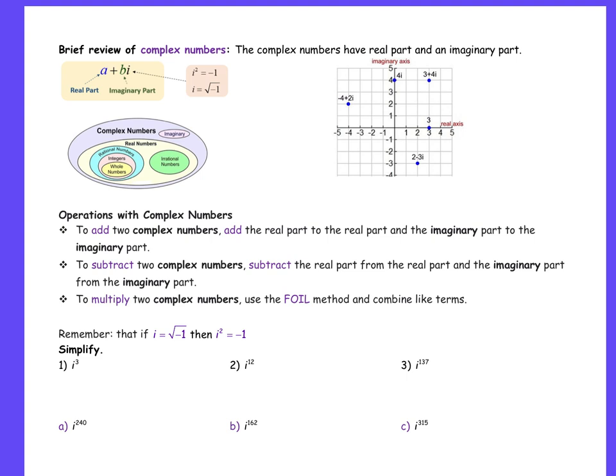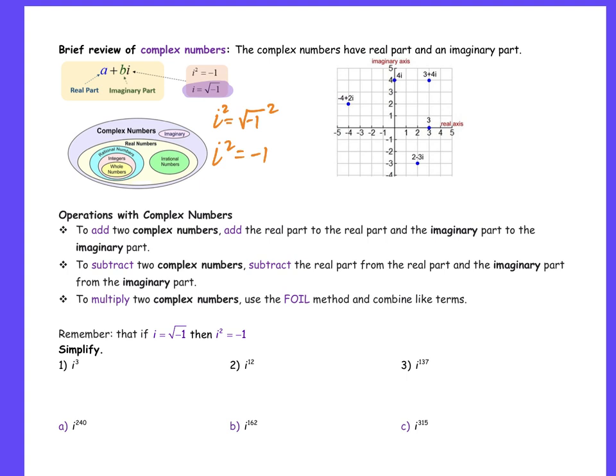Complex numbers have a real part and an imaginary part, right? It all is based around i equals the square root of negative 1, which is right here. And if i equals the square root of negative 1, what happens when I square it? When I square both sides, I get i squared equals negative 1 because a square and a square root cancel each other out. So if I have an i squared anywhere, I just swap out the i squared for negative 1. Okay?